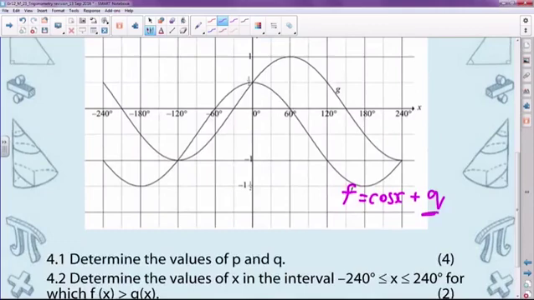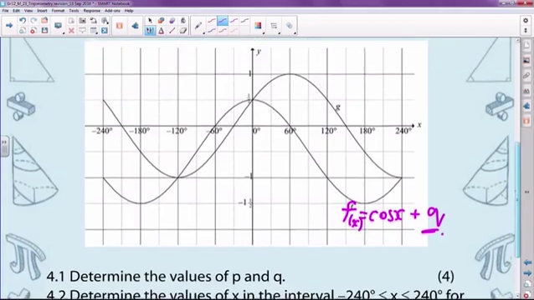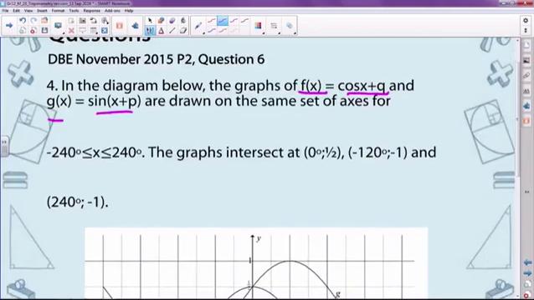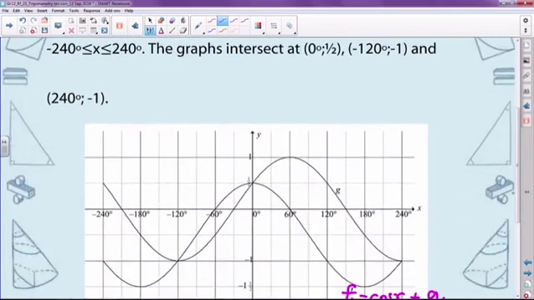I see a plus q, so that means to me, in my mind, I start thinking there is a vertical shift, which there has been, of course. And then we see that g of x is equal to sine of x plus c. So g of x, let's use a different color, in fact.